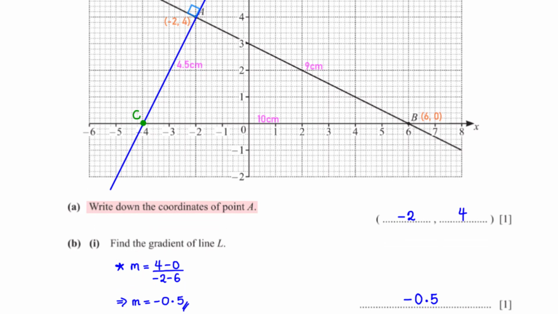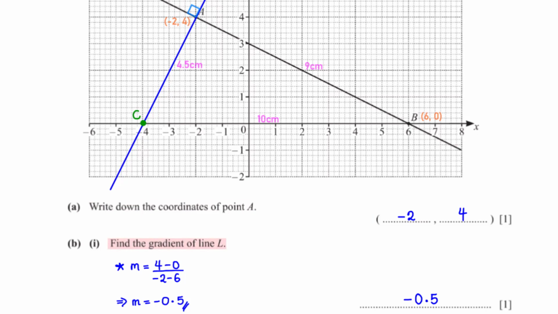Write down the coordinates of point A. When we map point A onto the x-axis, we get -2. And when we map it to the y-axis, we get 4. So we have -2, 4.